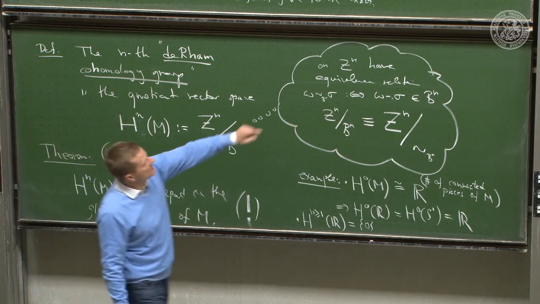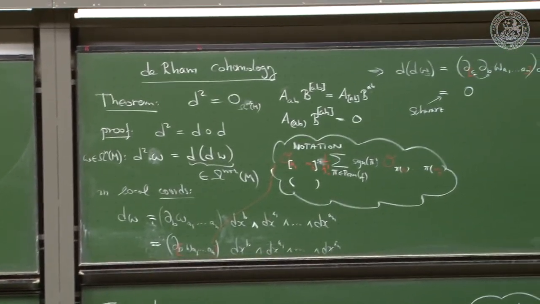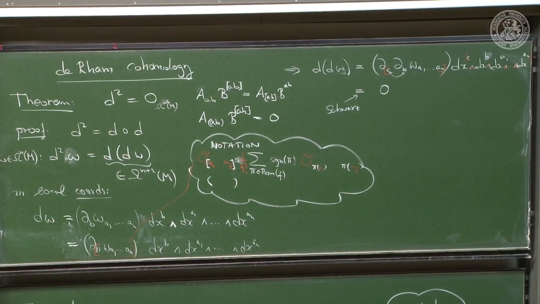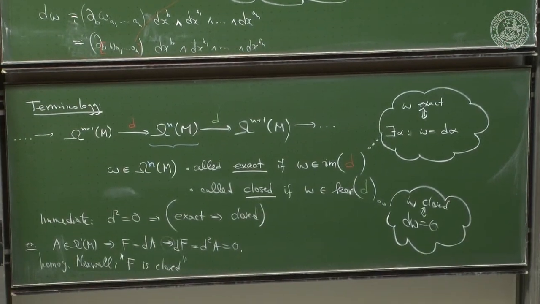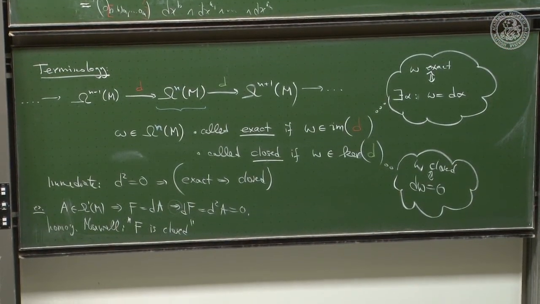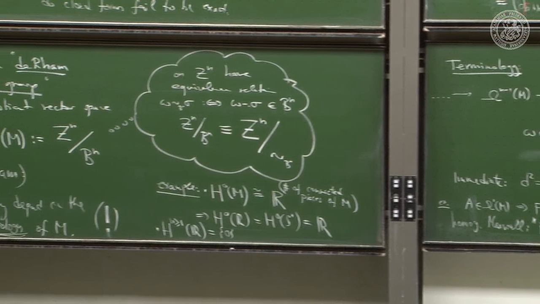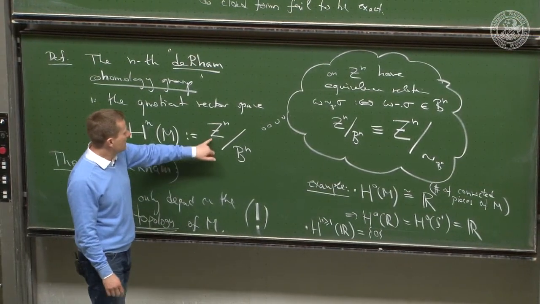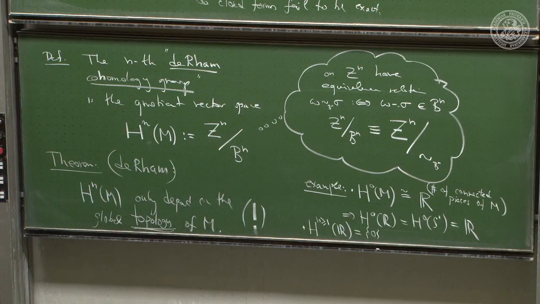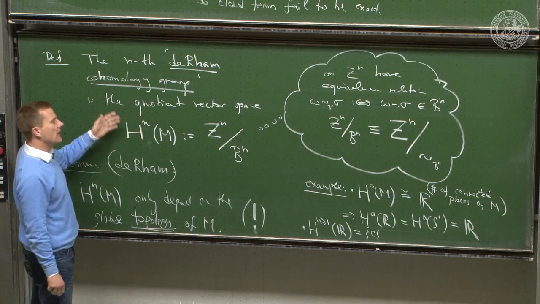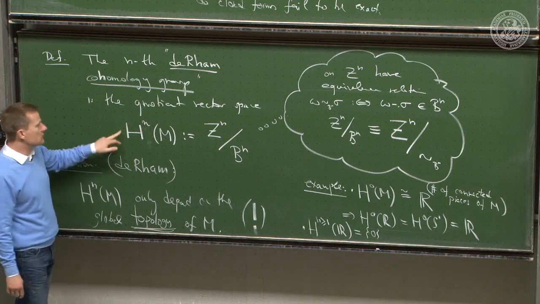Again, from d squared equals 0, the central underlying identity there, we get this sequence with inclusions where always the images are included in the kernels of the next map. And then if we want to quantify how much the images deviate from the kernel or do not give the entire kernel, we can quantify by modding out the exact forms from the closed forms, and that gives you the de Rham cohomology groups.